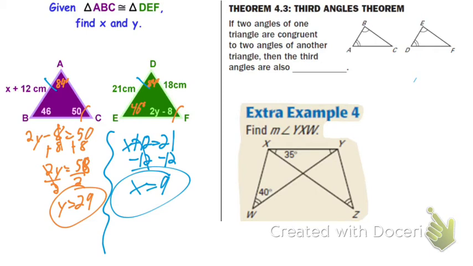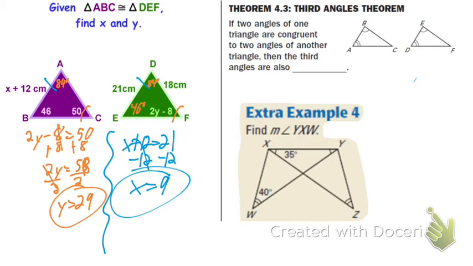Alrighty. Third angles theorem. We already found y. Y is 29. Okay, anyway. So the third angles theorem, okay? If two angles of one triangle are congruent to two angles of another, the third angles also have to be congruent. Think about that for a second, okay?